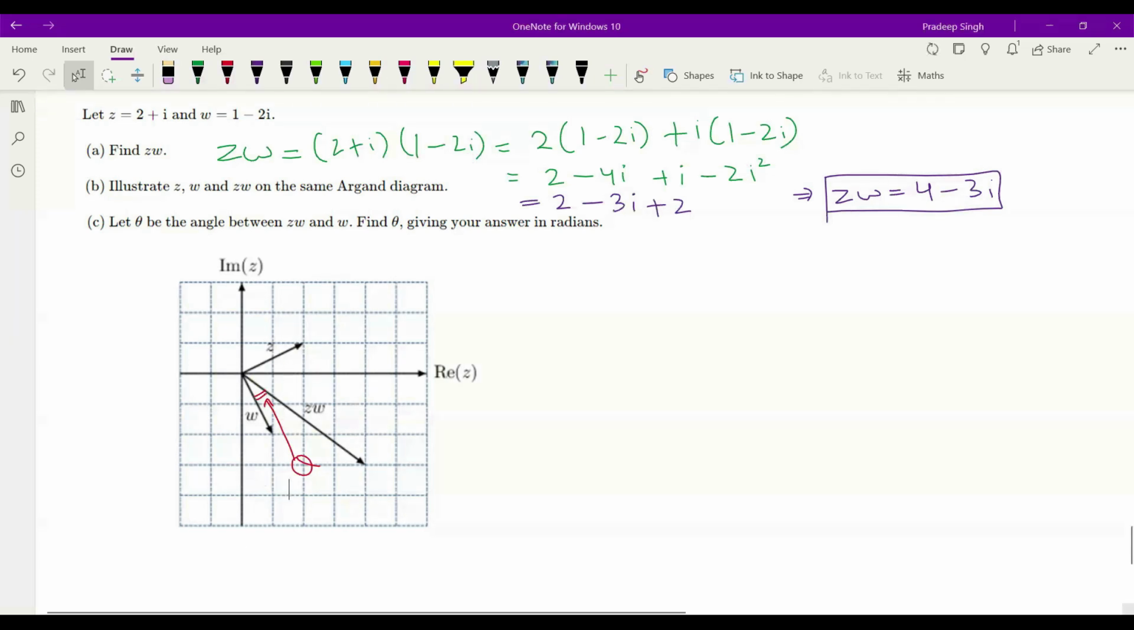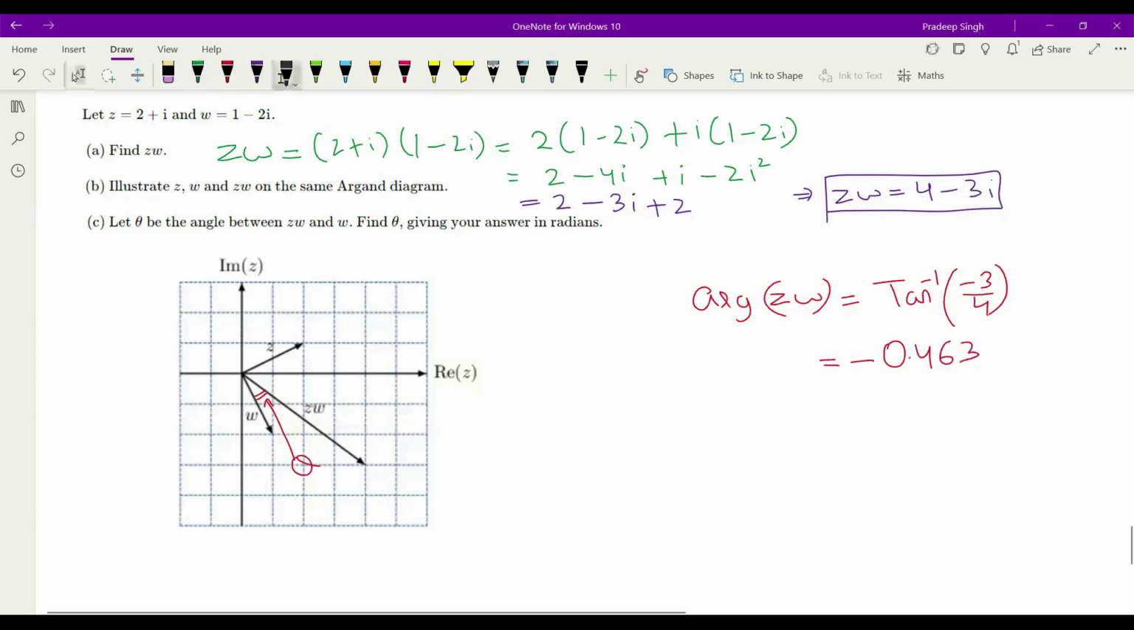So again, we'll use the calculator to figure out the argument of zw first. Understand the concept of the argument: either you can use the calculator directly, as it has a function, or we do tan inverse of the imaginary coordinate divided by the real coordinate, so minus 3 divided by 4. If we simplify this, the argument comes out as minus 0.643 approximately.